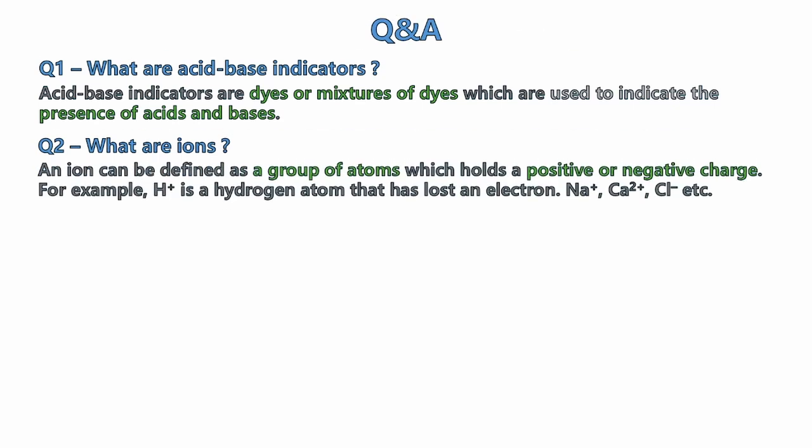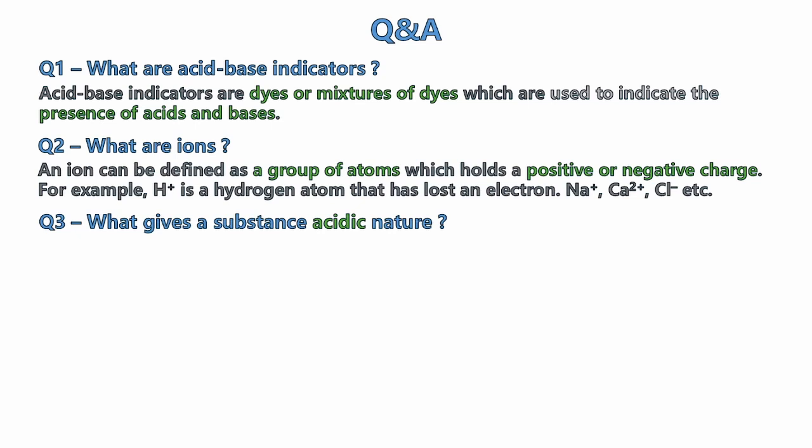What are ions? An ion can be defined as a group of atoms which hold a positive or negative charge. For example, H+ is a hydrogen atom that has lost an electron. Therefore, it has a positive charge. Similarly, Na+ is a sodium ion with a positive charge. Ca2+ is a calcium ion with two positive charges. And Cl- is a chlorine atom with one negative charge. Such groups of atoms are known as ions.